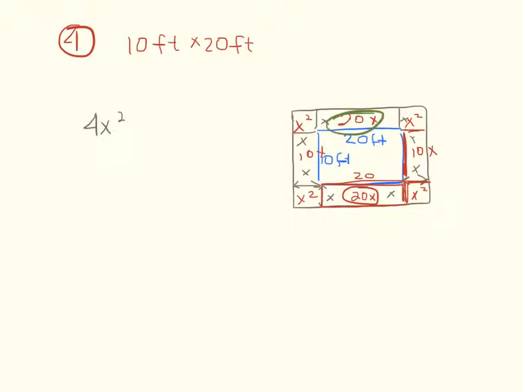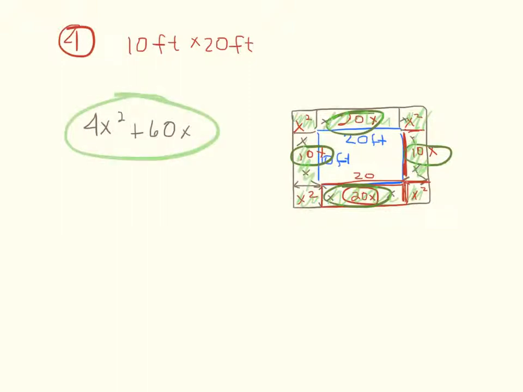Then I've got 20x and 20x for those two areas, that's 40x. 10x and 10x for those, that's 20x more. 40 and 20, that's 60x. Okay, so I've essentially summed up each of these sections individually to get a total area of the deck I've shown right there, 4x squared plus 60x.